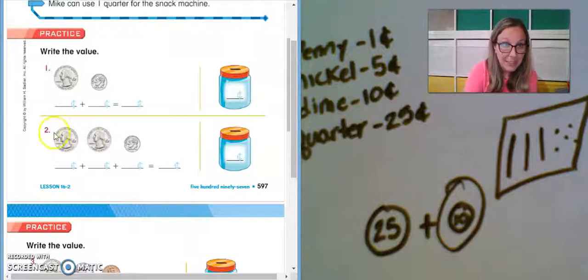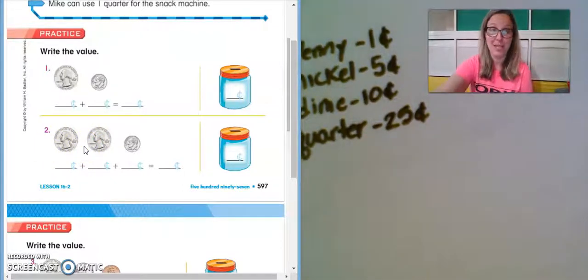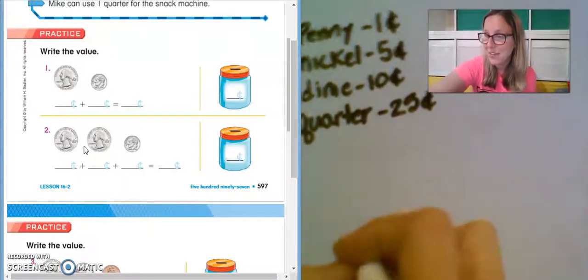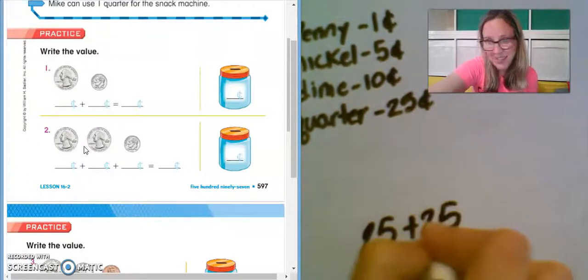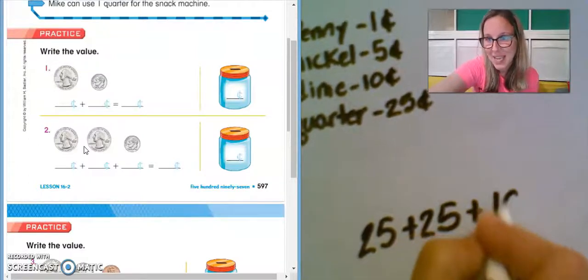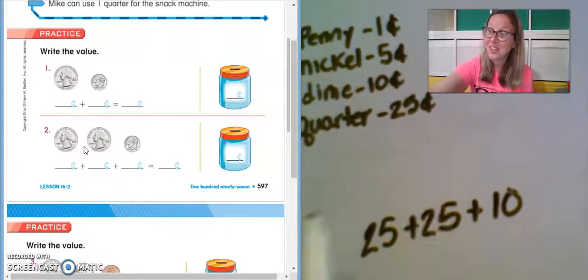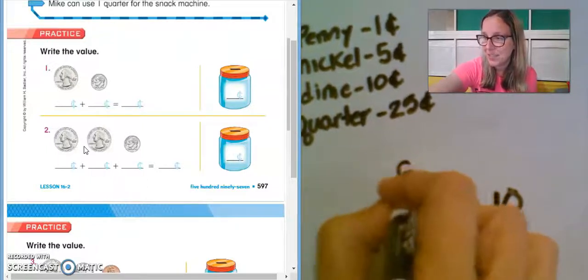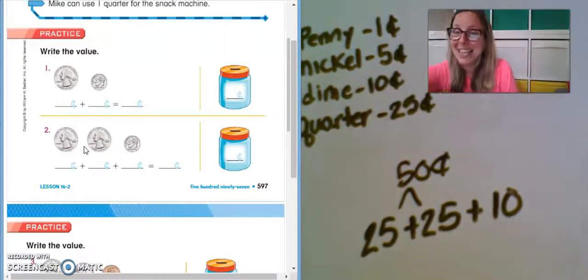Okay, looking down here now, number 2, I have a quarter plus a quarter plus a dime. So that one is saying 25 plus 25 plus 10. Well, 25 plus 25, I could line them up and add them up, and I will tell you that it equals 50 cents. But a cool way that I've always taught my firsties to remember, it goes like this.